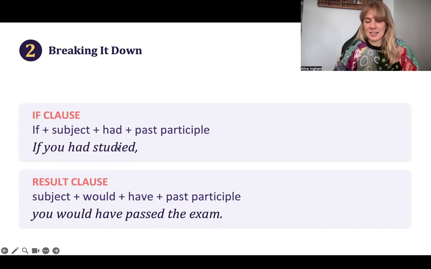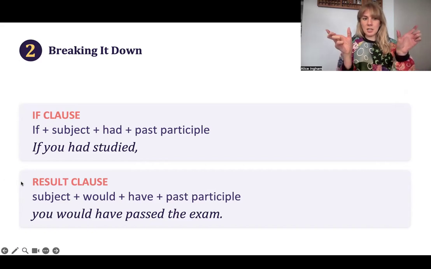If you had studied. Yeah, that's our first clause. Let's look now at the result clause. Here we need the subject, you, would, have, and again, the past participle. You would have passed the exam. When the verb is regular that ends in ed, it's exactly the same as the past simple. So past, past, the same. So this is how we form the third conditional.